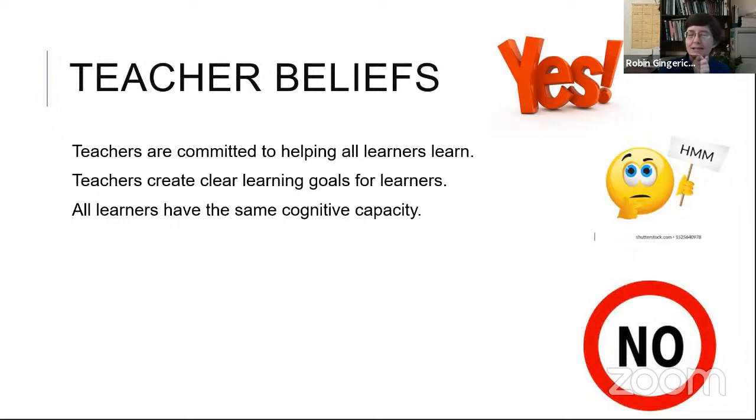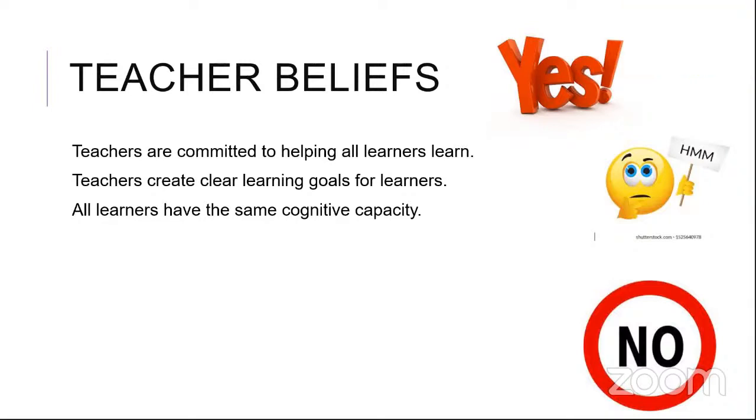All learners have the same cognitive capacity. Cognition is of the brain. So all learners have the same brain capacity. What do you think about this one? Let me repeat that. All learners have the same cognitive capacity. So do you agree? Yes, no, or you have some doubts about it?